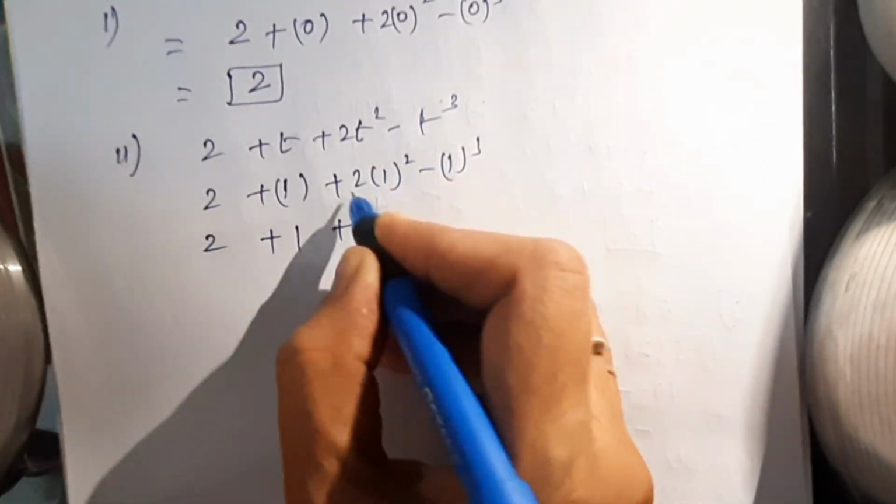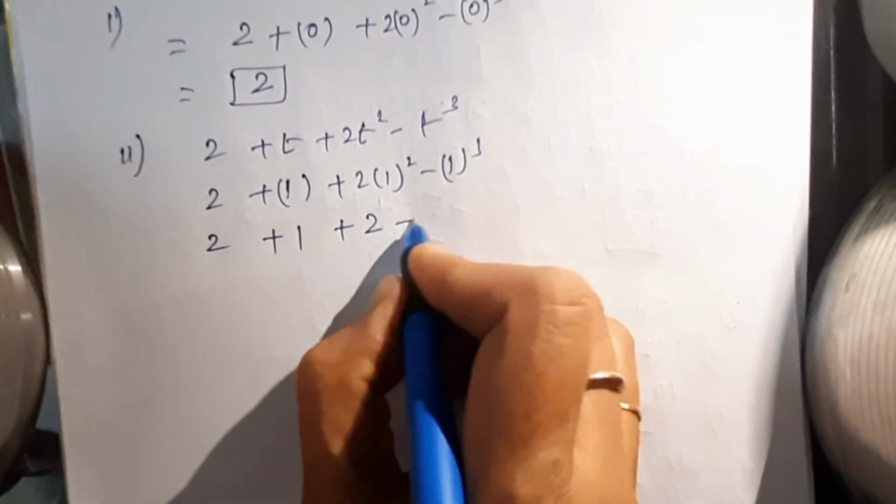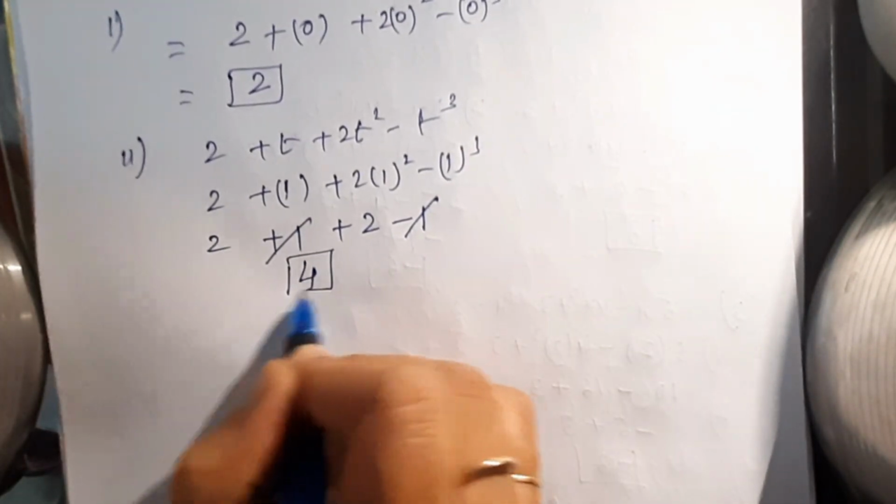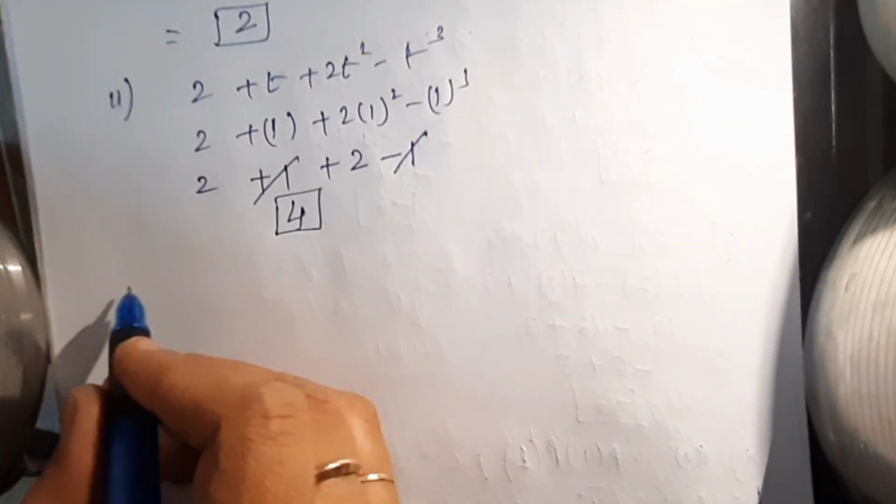1 square is 1. 1 2s are 2. 1 cube is 1. Now plus 1 and minus 1 will get cancelled. 2 plus 2 is 4. Thus the value of the polynomial is 4.